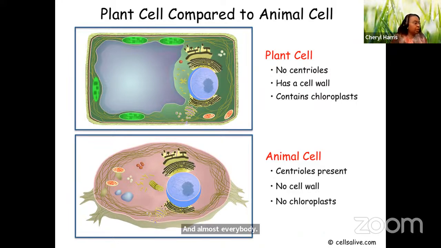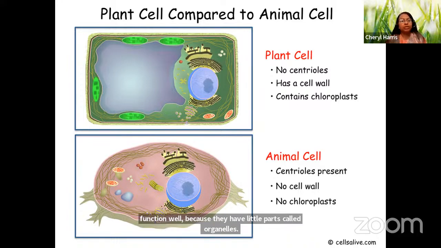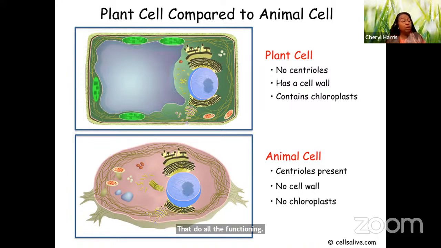So again, in an overview, we are looking at the cell as the basic unit of structure and function for all living things, which means that in addition to being the building blocks, the reason why the whole organism functions well is because the individual cells function well. And they function well because they have little parts called organelles that do all the functioning. So what you've been doing is going through and looking at what is the function of all of these organelles.